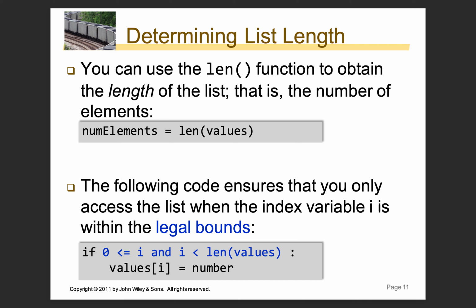The following code ensures that you only access the list when the index variable i is within the legal bounds. So we're ensuring that our index variable is greater than or equal to 0, because we don't have necessarily a minus 1th element from our values list. And the index is less than the length of the list, because we start indexing from 0, the last item that we can actually access is the length of the list minus 1. So strictly less than the length of the list will keep us within our bounds.